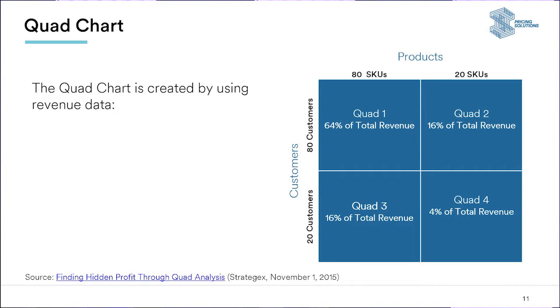Okay, let's go to quad 2. That's 20 SKUs and 80s customers. That's 16% of your revenue. Then let's go to quad 3. That's 80 SKUs and 20s customers. You can see how I've jumped down to quad 3 now. Is everybody with me? Okay, so that's 16% of revenue. And then I've got quad 4. That's 20s customers buying 20s products. That's 4% of revenue. Okay? All right.